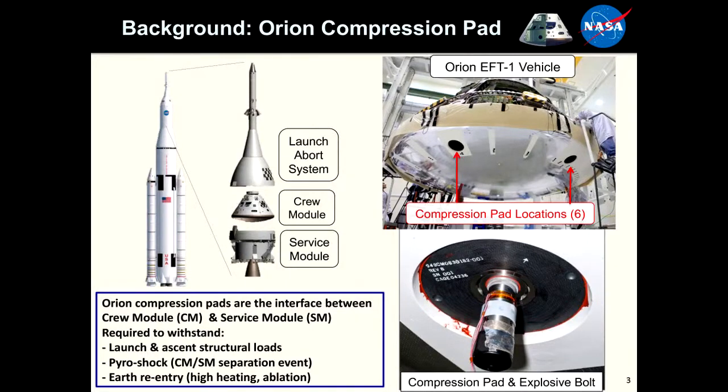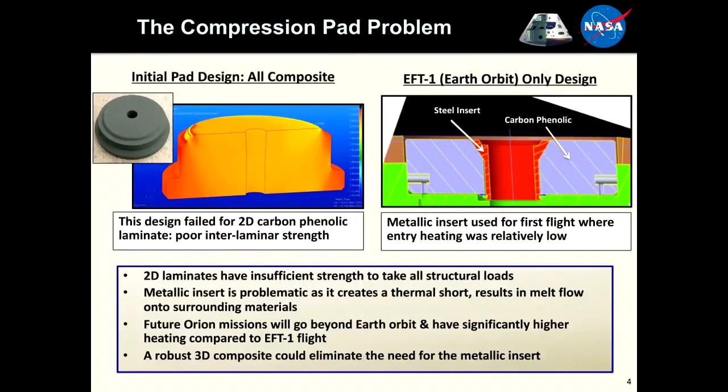I'll touch on the requirements more specifically in a little while, but as you can imagine, in that role as a compression pad, this material has to withstand launch and ascent structural loads. There's a pyroshock event. You can see the material that 3D MAT replaced is 2D carbon phenolic, a laminate material that's shown here. This is the actual compression pad from the first launch EFT-1 vehicle. There's an explosive bolt here, and that's how the crew module and service module separate ahead of the crew module re-entering the Earth's atmosphere and completing its mission. So this service module separates for that phase. So that's kind of the overview of the component that we need to target.